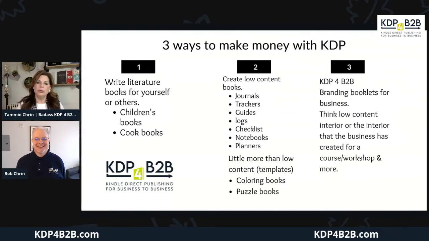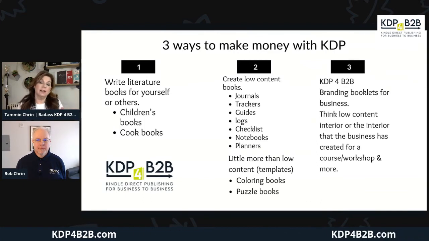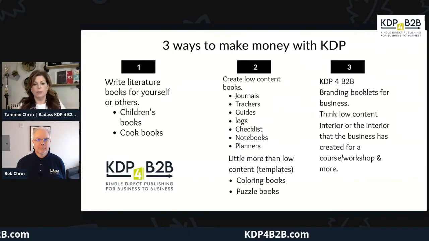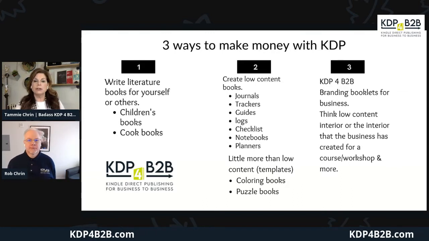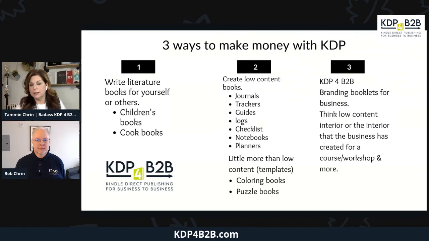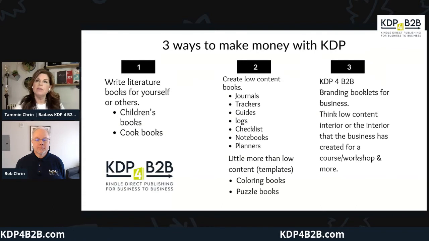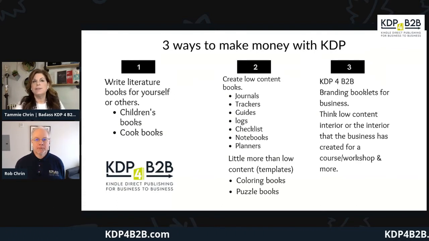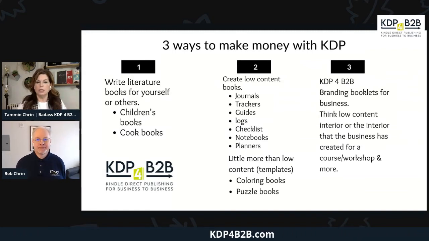Okay, so number 2 is creating low content books. You're going to hear this term often. Some people use LCB as an acronym as well, but low content books are things like journals, trackers, guides, logs, checklists, notebooks, and planners. That's a lot of different types of books, but you can think of a journal. It just has basically lines, maybe a prompt or two in there. It's very low content. It's not a literature book. It's a low content book.